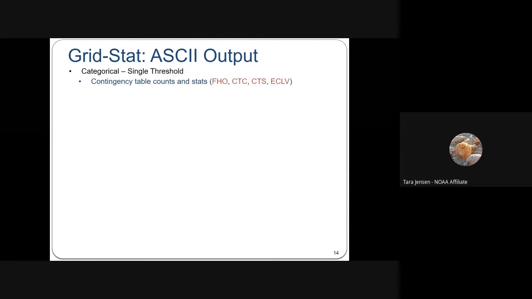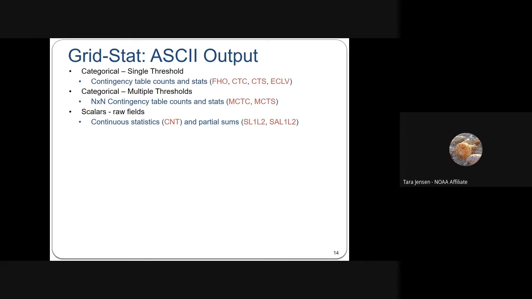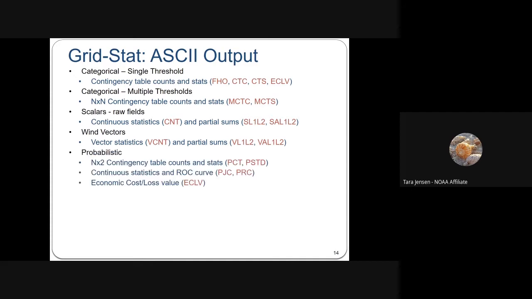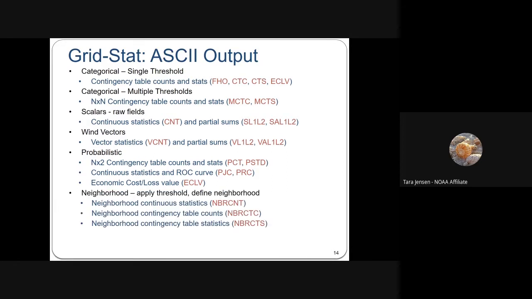Just know that they're kind of grouped together. So there's a list of the categorical statistics for both single threshold and multiple thresholds. If you are looking at continuous statistics and you want to also look at the scalars, the partial sums, you can. Those are the two line types. Wind vector statistics are contained with the line type starting with a V. Probabilistic, all of the probabilistic except for the economic cost loss value all start with a P, and then the economic cost loss value is ECLV. Neighborhood methods all start with an N.